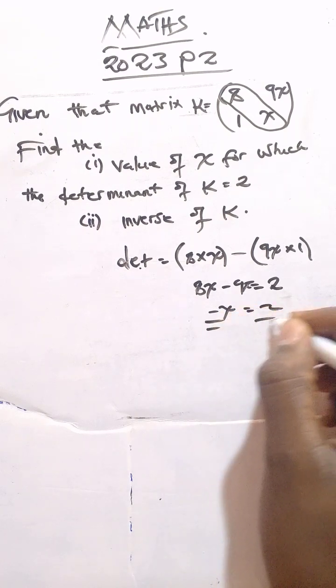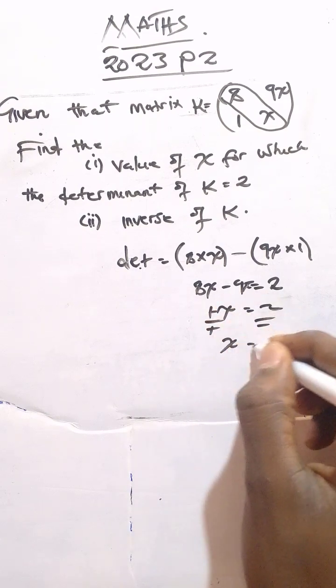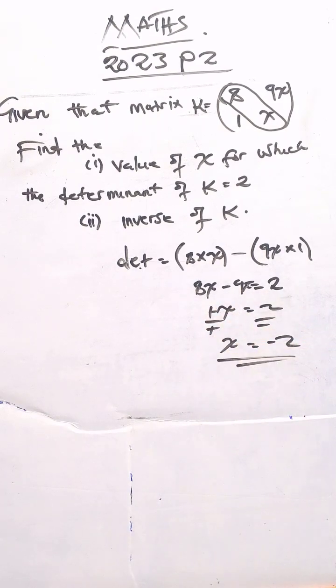So you divide by negative, so you cancel these negatives. So x will give us negative 2. So that's the value of x.